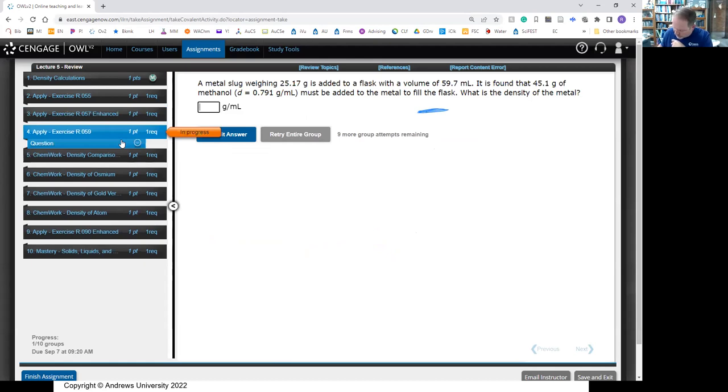Now what do we got going here? We've got a metal slug giving us the mass. I'm going to jump ahead. Density. Okay, so we're doing density as mass over volume. You guys getting the hang of this?